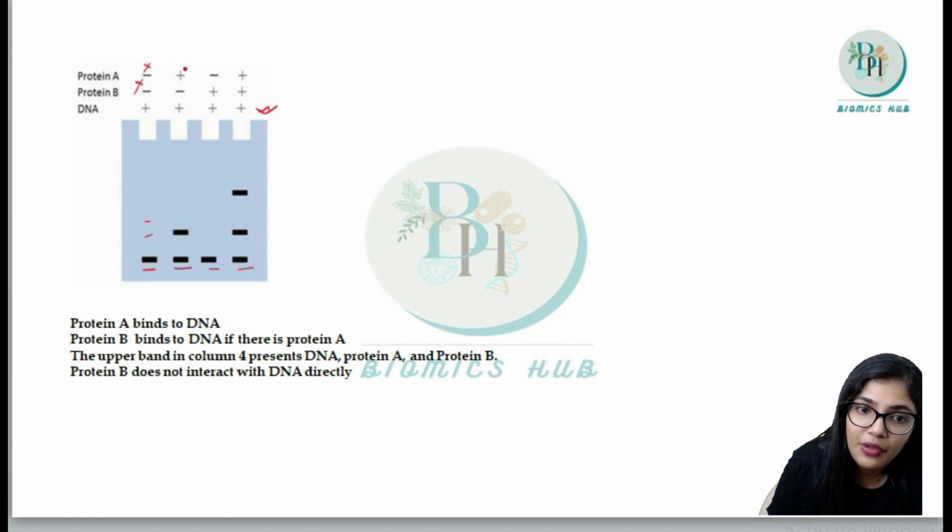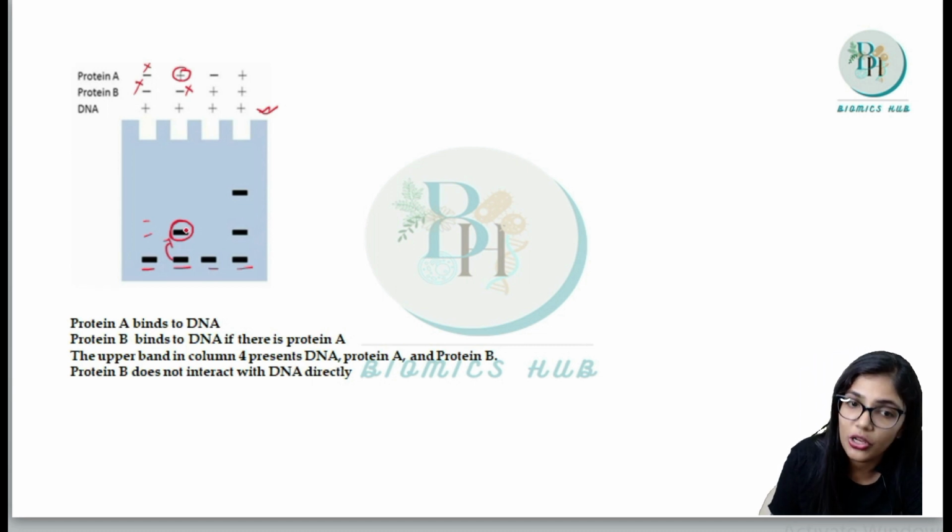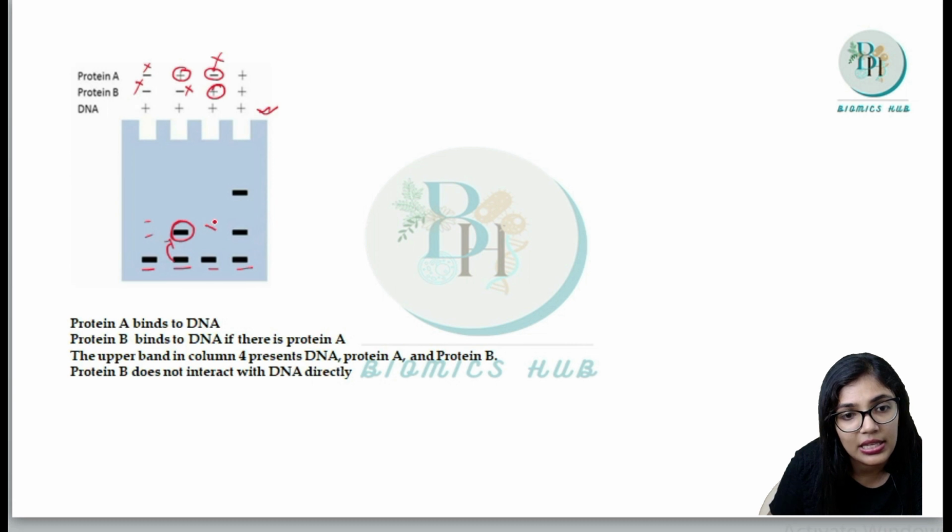In the second well, we have added protein A and no protein B is present. Because this protein A is interacting with this DNA, it is showing a band which is above this. That means there is a shifting of this band. When protein A is binding with this DNA, it is increasing its molecular weight, due to which there is a shift of this band. In the third well, no protein A is present, only protein B along with DNA. And we can see there is no interaction of this protein with the DNA.